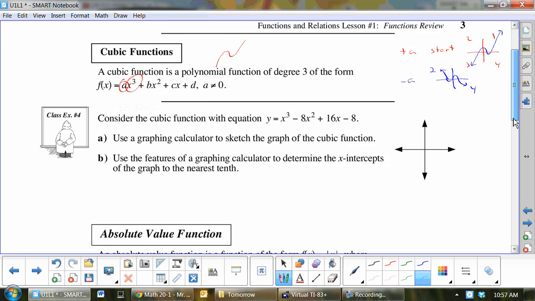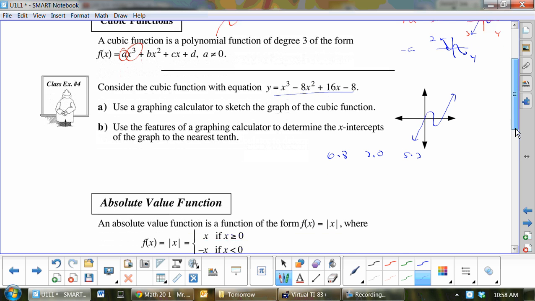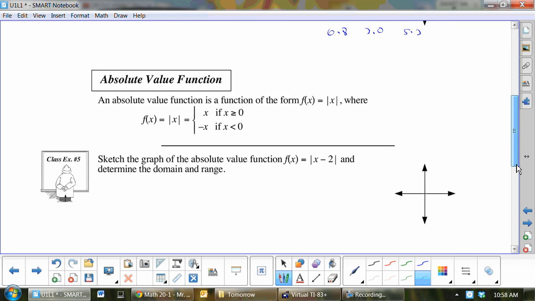Now, this is, again, just for a cubic function. Now, if you graph this one, we're not going to take time to go graph it. All you have to do is go find your zeros, and your zeros are 0.8, 2.0, and 5.2. Okay? So, again, I know we've already done review on how to find zeros, so I'm not going to waste any more time on that.